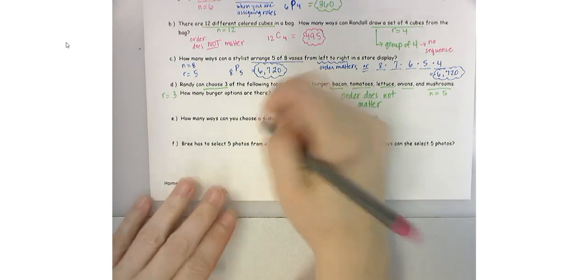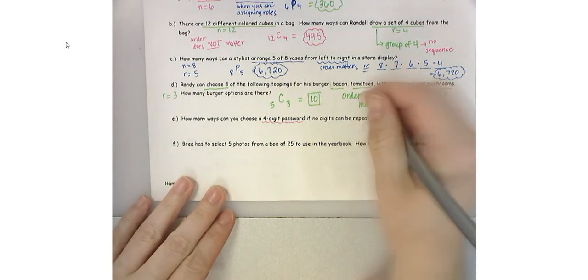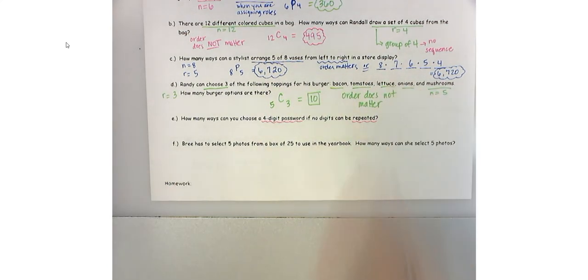Or you could do what we did before. If it's a 4-digit password, right? You have 10 options. And it says it can't be repeated. So 10 times 9 times 8 times 7. Now, if they could be repeated, you'd have to do 10 times 10 times 10 times 10. And did you guys get 5,040? Good.